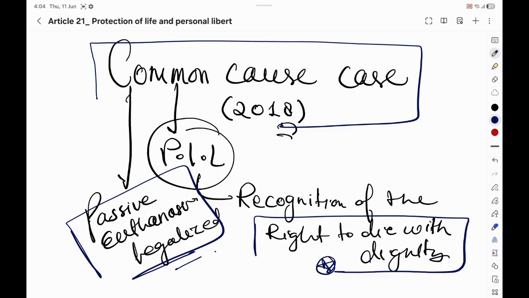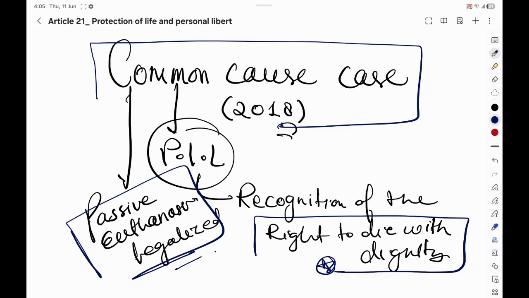However, the right to die with dignity doesn't mean it allows you to commit suicide, a right to commit suicide. This judgment doesn't legalize suicide. Okay, so the passive euthanasia was allowed, that is the withdrawal of life support, but under strict safeguards. Okay, and the concept of living will, that is advance directives, is also recognized.